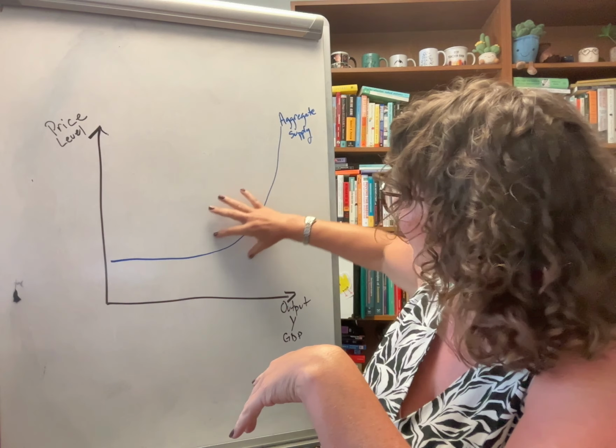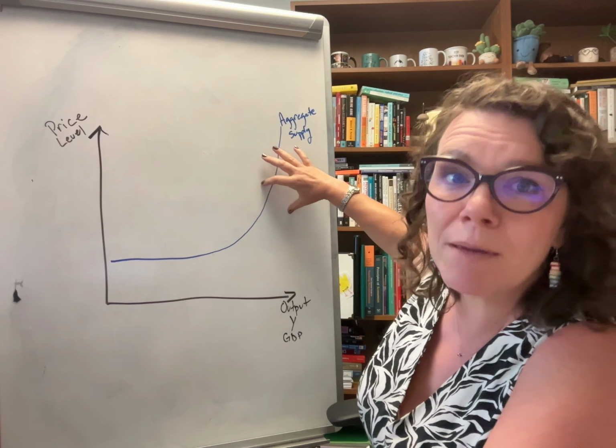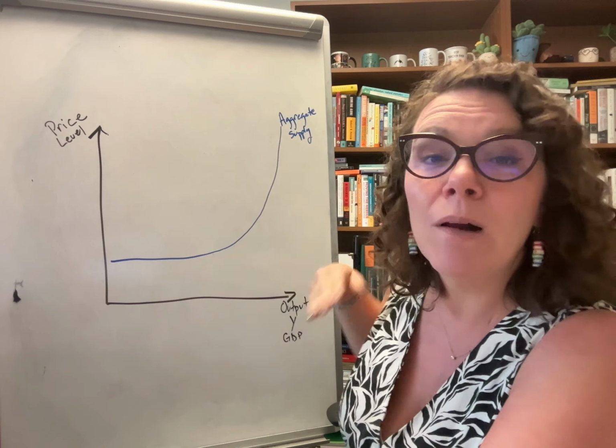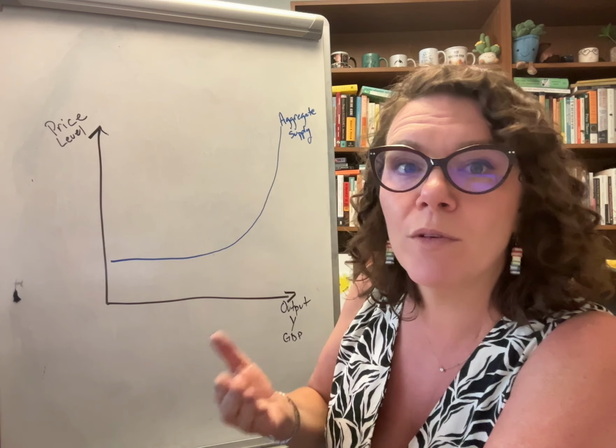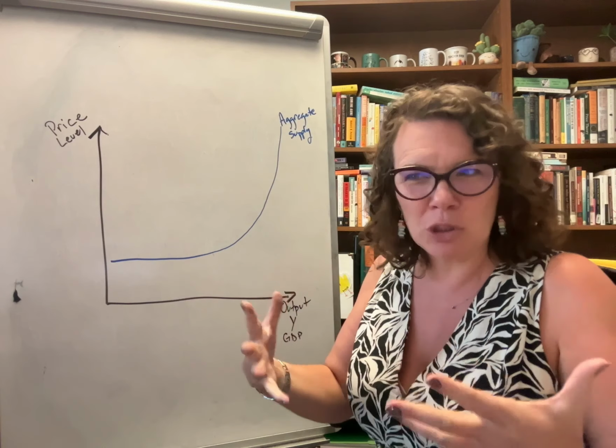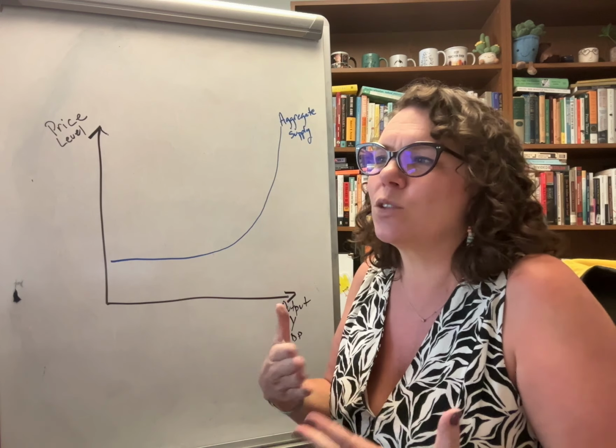But when we get over here, producing more is going to be more costly, and we're going to see that reflected in the price level in the form of inflation, in the form of our economy running too hard, running too fast, cooking too much. And so that's going to be the idea.